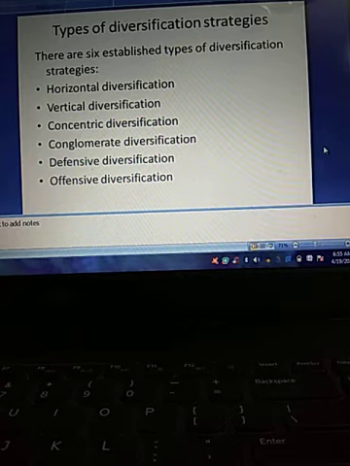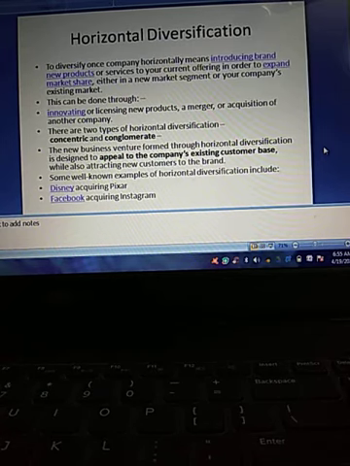The fourth one is conglomerate diversification. Defensive diversification. And the final one is offensive diversification. Now let us go for horizontal diversification. We already know same kind of businesses will be involved.